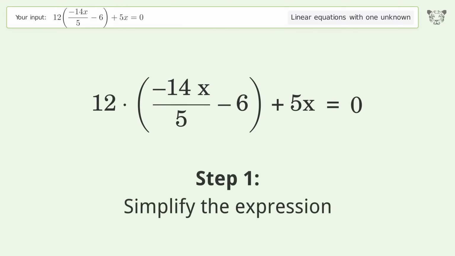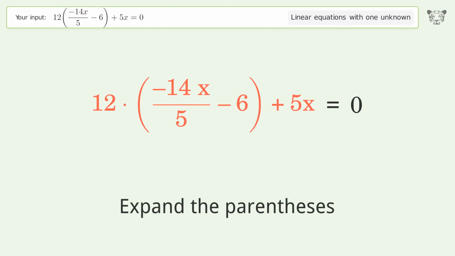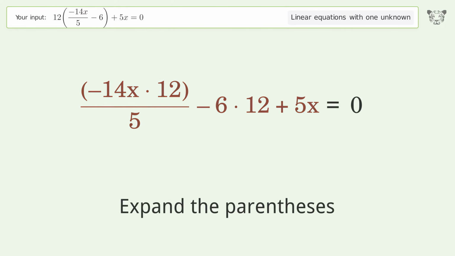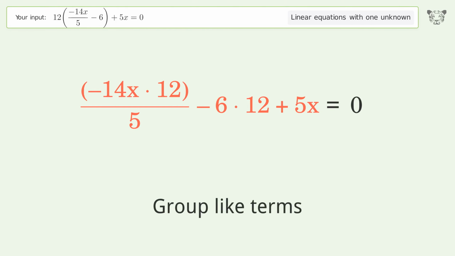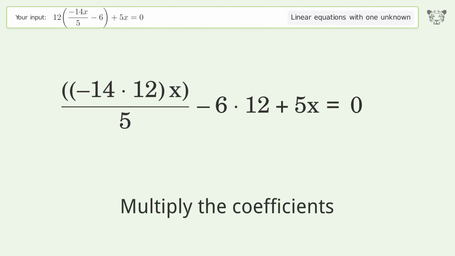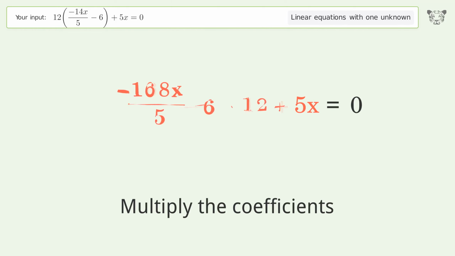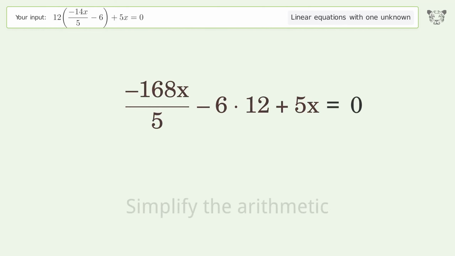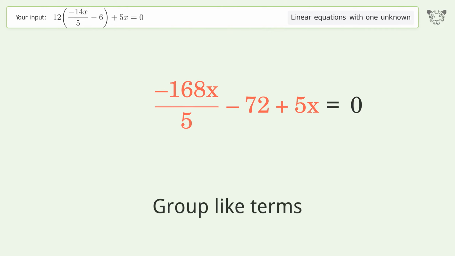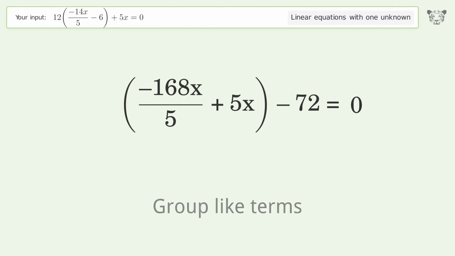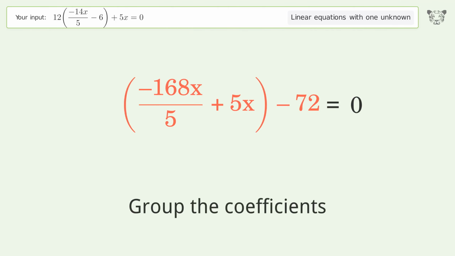Simplify the expression. Expand the parentheses. Group like terms. Multiply the coefficients. Simplify the arithmetic. Group like terms. Group the coefficients.